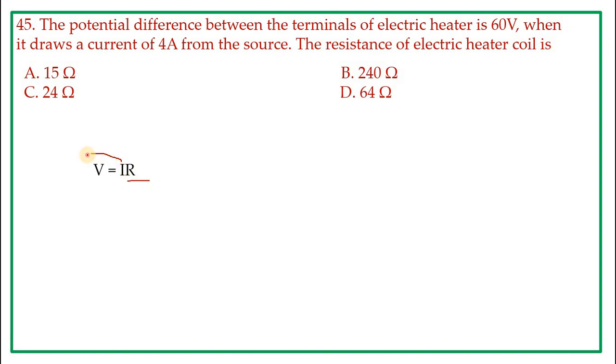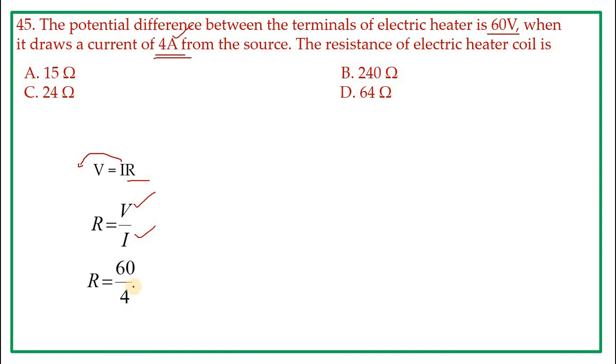Hence let me transfer this I to this side. We get R equals V by I. Now let me substitute the values. V value is here, 60 volt, and I value is here. Don't get confused. I value is not given, they have given it as A value. A is nothing but ampere. So ampere is the SI unit of current. Hence in the place of I, we need to substitute 4.